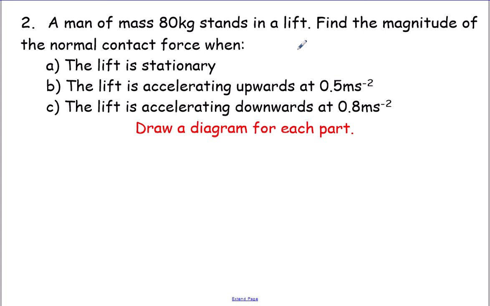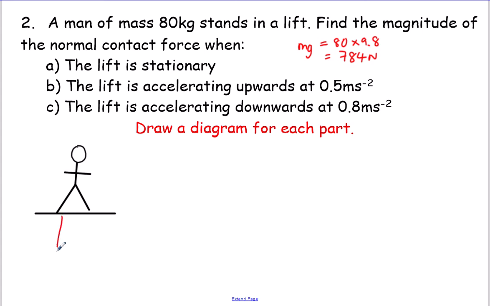Okay. What I'm going to do first is work out mg. So that's 80 times 9.8. 9.8 in maths. I know it's 9.81 elsewhere, but we use 9.8. That's 784 newtons. Okay. So when the platform is stationary, the lift is stationary. Oops. So here's our man. There we go. And his weight is pushing downwards, 784 newtons.